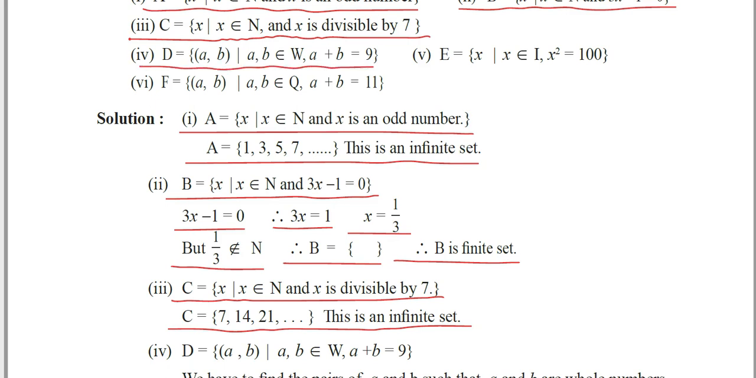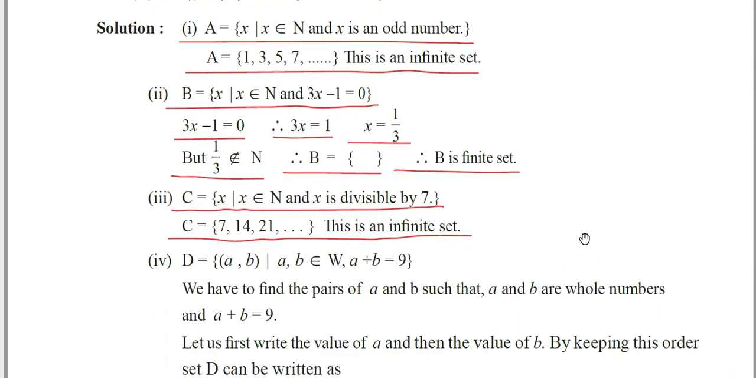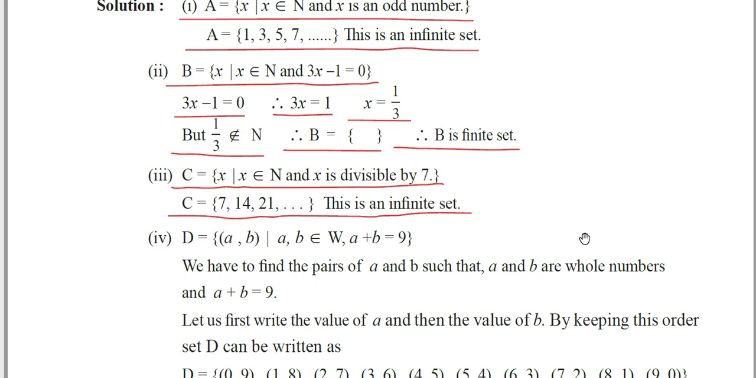Now next is D in curly bracket A, B, where A, B belongs to set of W, A plus B is equals to 9. Therefore, we have here A plus B is equals to 9 and A and B belong to W. W is a set of whole numbers. It contains elements 0, 1, 2, 3 up to the infinity. Therefore, we can form the number of pairs like this.